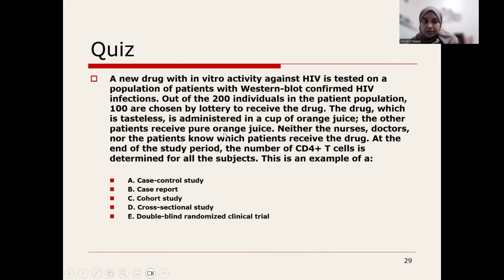It's randomized because they're chosen by lottery, and it's a clinical trial because you're using a drug here, basically. What is the drug? We don't know the drug, but it's administered in a cup of orange juice, so they're trying to blind the people to the type of drug that they're receiving. So this is going to be the double-blind randomized control trial.